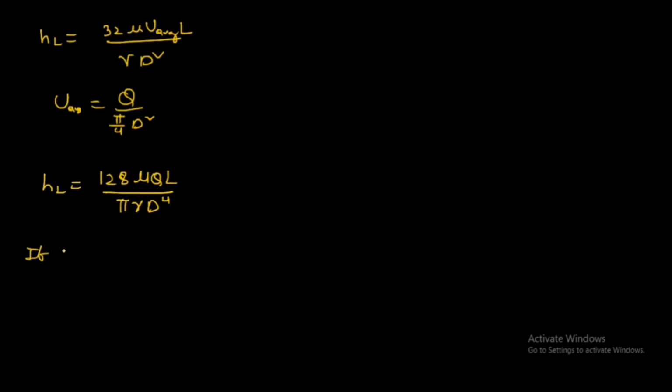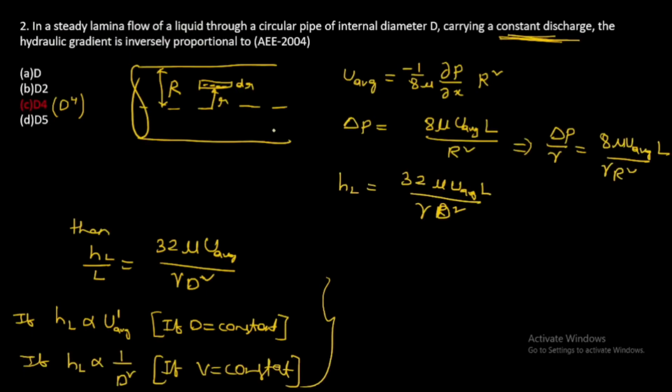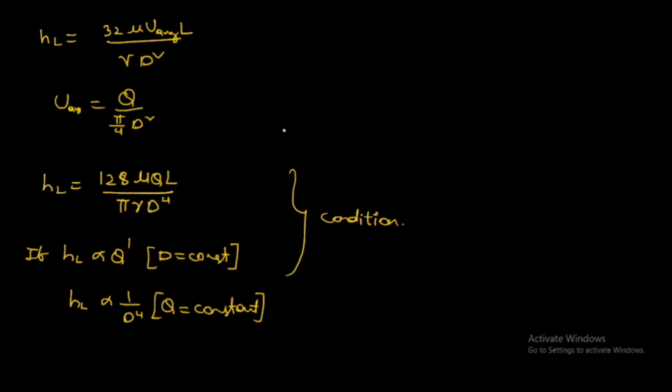Now HL is directly proportional to Q power of 1, if d is equal to constant. HL is inversely proportional to d power of 4 if Q is equal to constant. So the question is asking this condition. Based on this condition he framed the question. So we should remember these 2 points along with this formula, and the question may ask like this also. So remember this also.